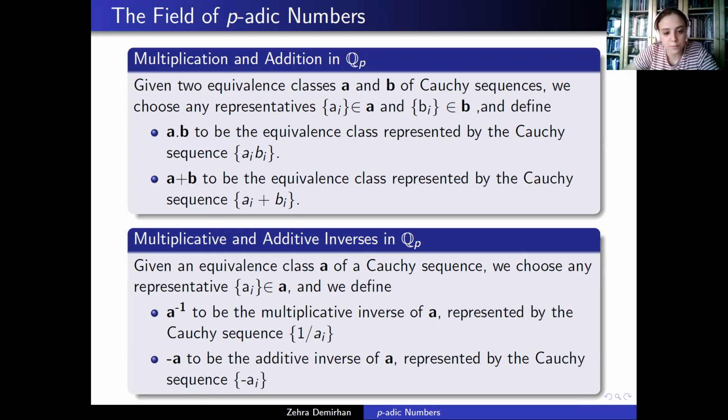Let's check the multiplication case. Given two equivalence classes A and B of Cauchy sequences, we choose any representatives, a_i in A and b_i in B, and define A multiplied by B to be the equivalence class represented by the Cauchy sequence a_i b_i. And the following are defined in a similar manner. So let's move on to the remark.